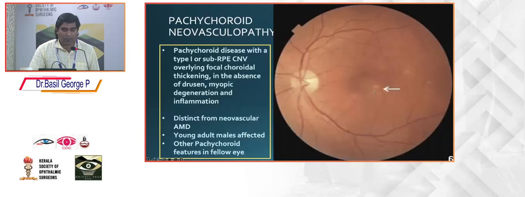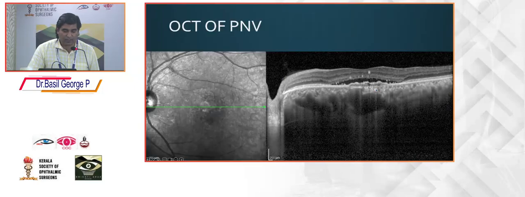Now coming on to the pachychoroid neovasculopathy, it is a type 1 choroidal neovasculopathy overlying the focal choroidal thickening in the absence of drusen or myopic degeneration. This is a fundus picture showing reduced fundus tessellations or shallow irregular PED, suggestive of type 1 or sub-RPE neovascularization.